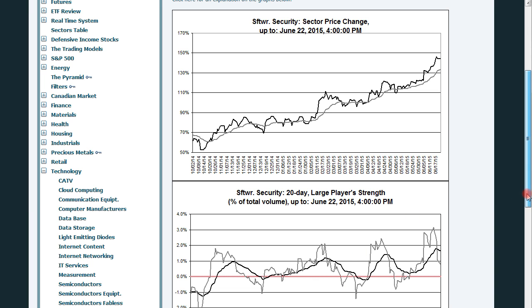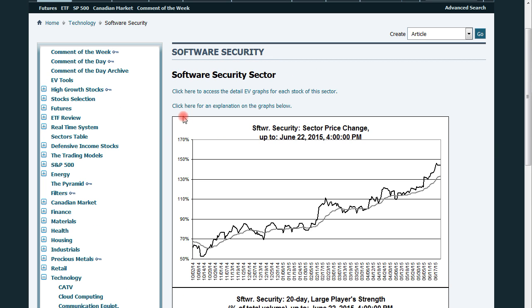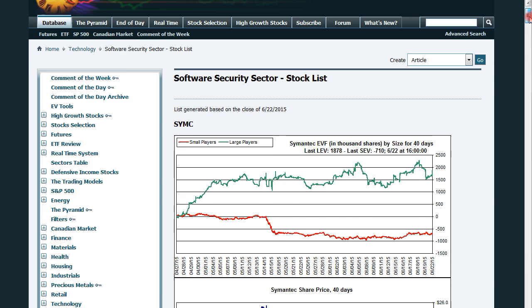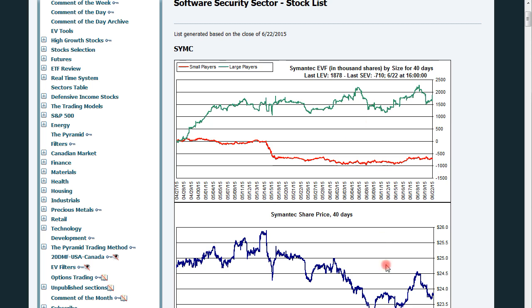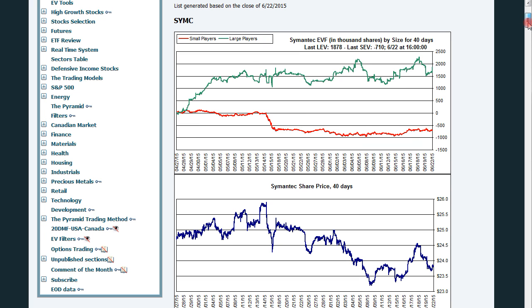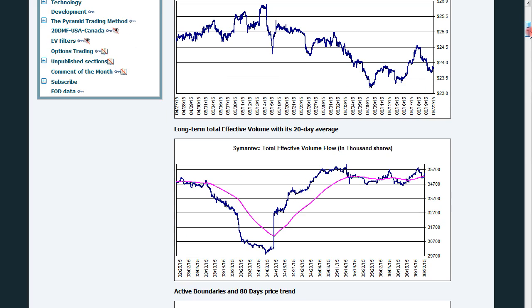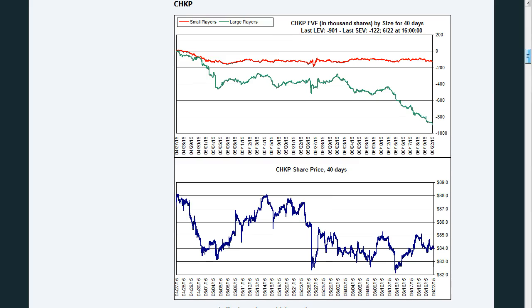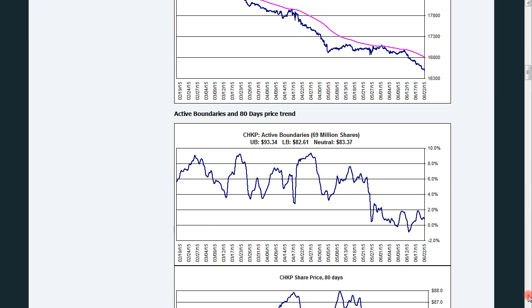Here we are, and let's see what stock we could buy. So here I will access the effective volume of all the stocks in that sector. Okay, and you can see Symantec. This is okay as an EV pattern, so it could be on a pullback. Maybe it's a good place to buy here. Let's take note of Symantec. Checkpoint, it's really negative, so let's go down.